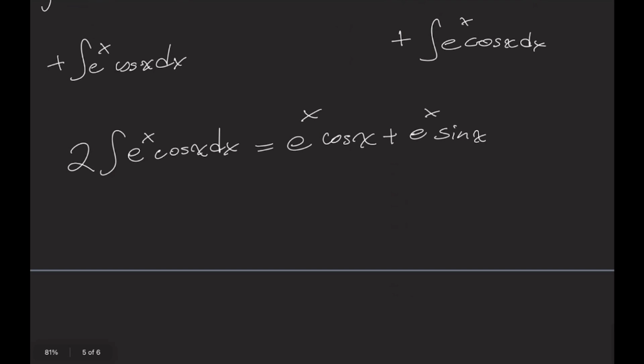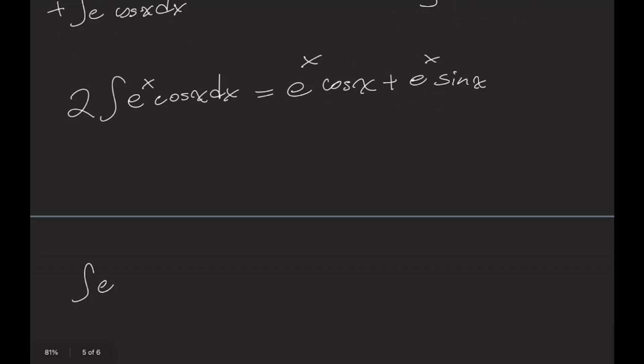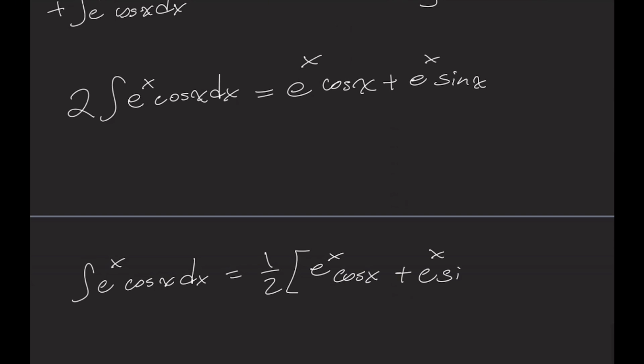And if we're actually trying to find the integral, well, we have to divide this by 2. So now we say the integral of e^x cos x dx is going to be equal to 1/2 times e^x cos x plus e^x sin x, plus C.